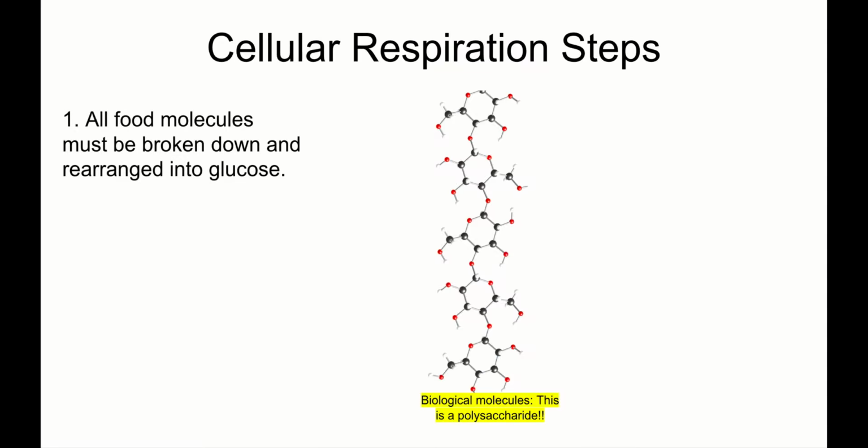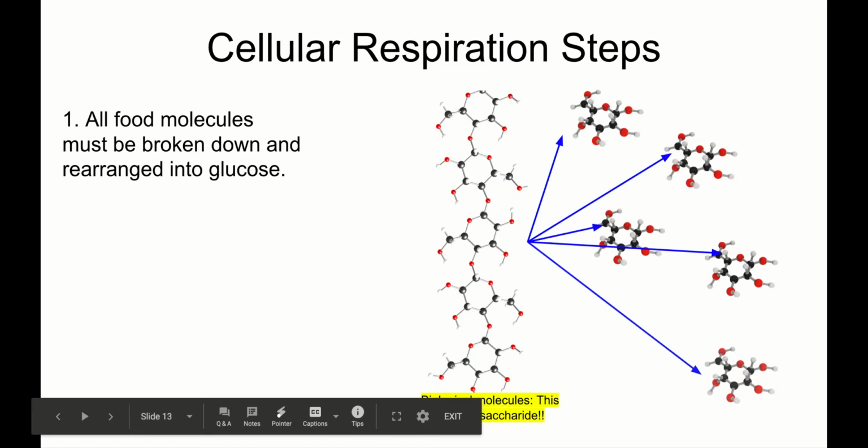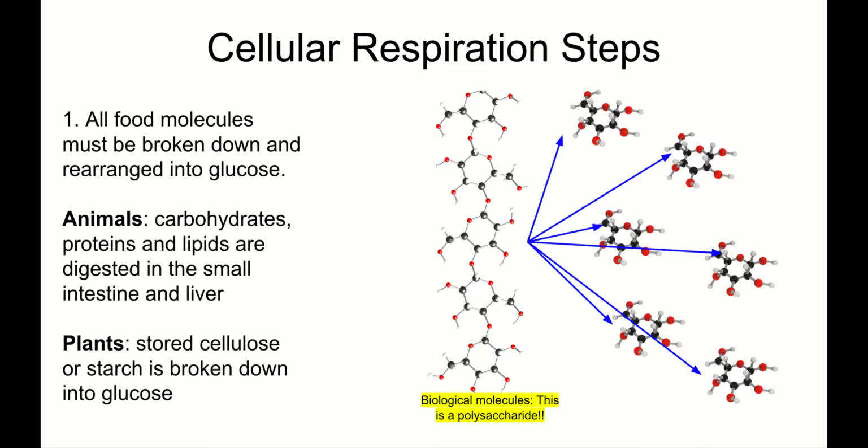Step one, all food molecules must be broken down and rearranged into glucose. Here I've got a polysaccharide. You can actually see all of the glucoses that are bonded together here. Our first step is let's break them down. Let's break down our giant polysaccharide into five separate smaller glucose monomers. In animals, the food, carbohydrates, proteins, and lipids are digested and broken down into glucose in the small intestine and liver. And that's something that we're going to learn more about next semester when we study human body systems.